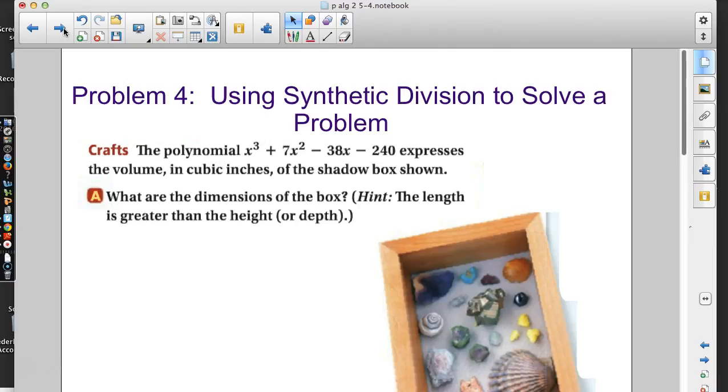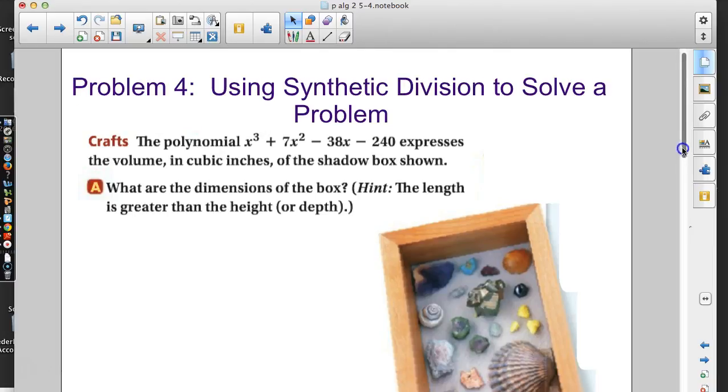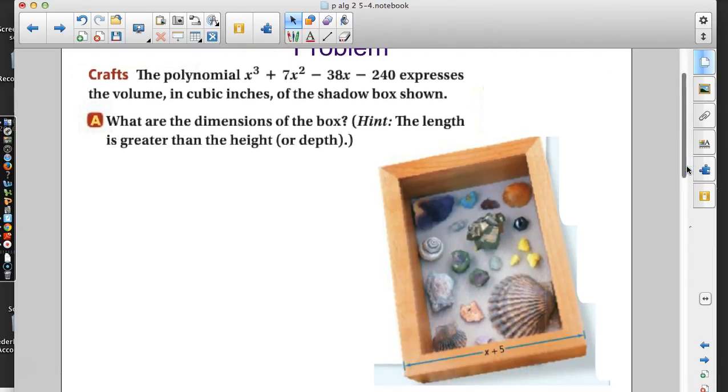This looks like a word problem, right? It's not. There's a picture. It says the polynomial x cubed plus 7x squared minus 38x minus 240 expresses the volume in cubic inches of the shadow box right there. They want to know what are the dimensions of the box. And that means the length and the height or depth as they go through this. There you go. Colin found it. Nailed it. Down here.